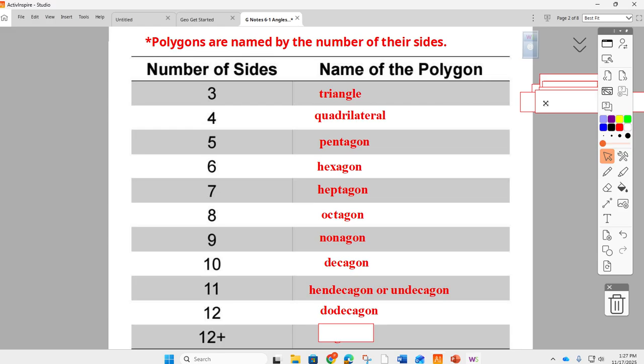We don't have to know anything past 12. Anything past 12 is going to be the easiest, because it's going to be the number and gon. So a polygon with 19 sides, we're going to call a 19-gon. A polygon with 100 sides, we're going to call a 100-gon. Because that's what we got to do. All right, y'all caught up with me?